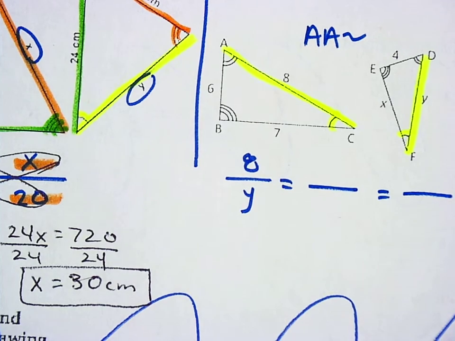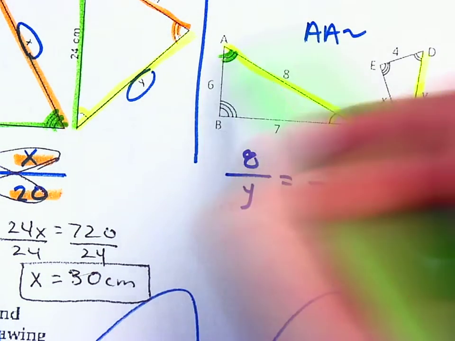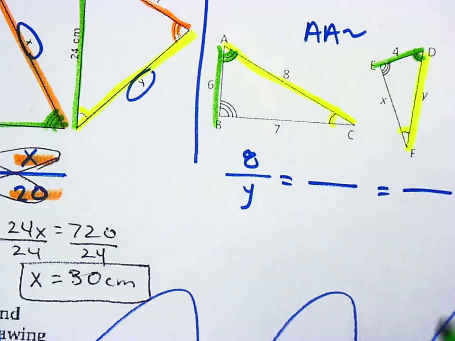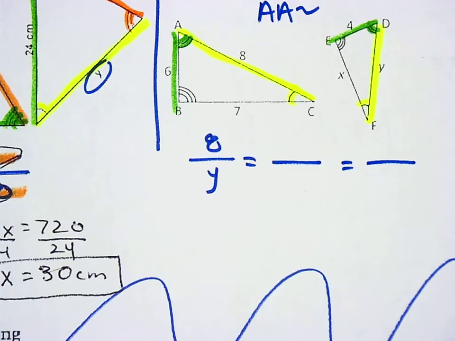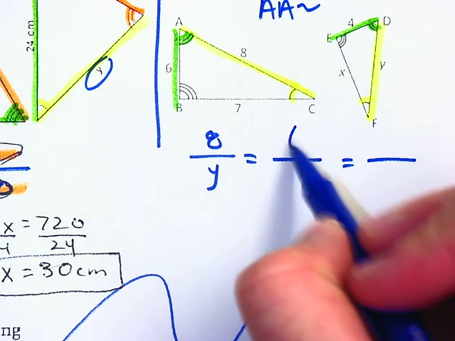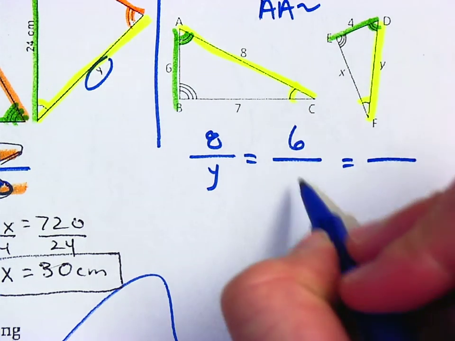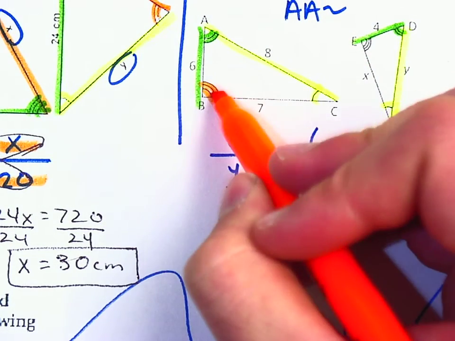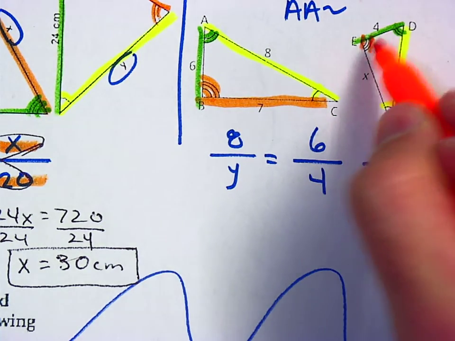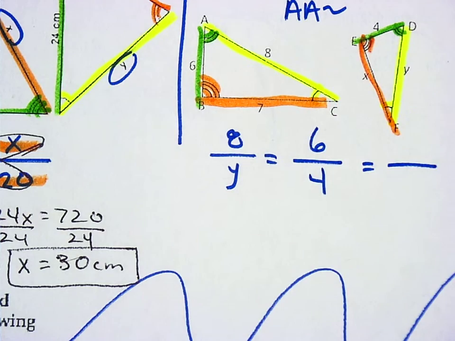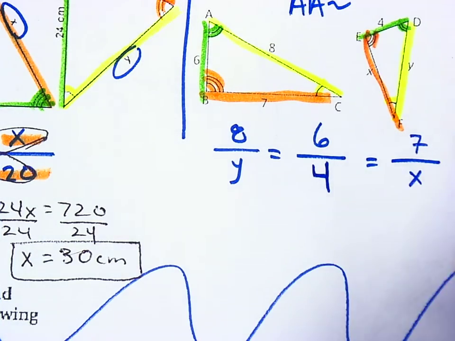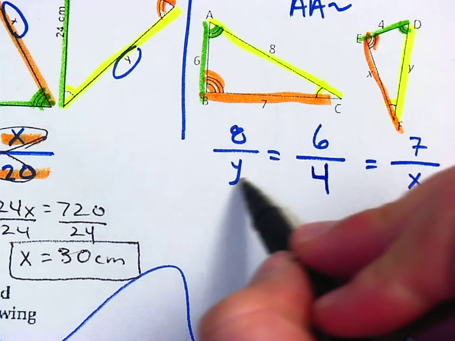All right, well, here's my second congruency mark. And over here, here's my second congruency mark there. Well, in the triangle on the left, that's 6. And in the triangle on the right, that's 4. And last but not least, here's the third congruency mark and the third. So in the triangle on the left, that's 7. In the triangle on the right, it's x. So now all I'm going to do is cross multiply and solve.